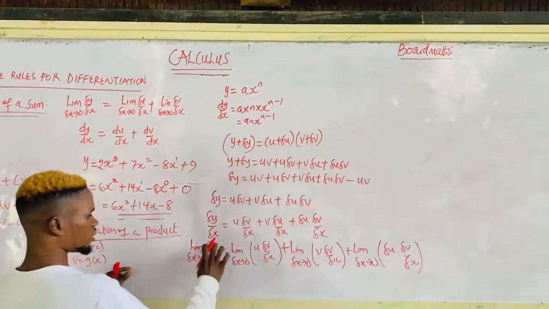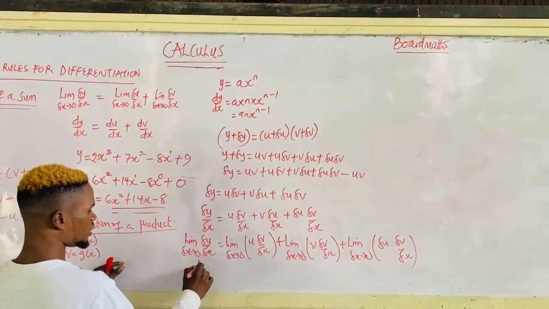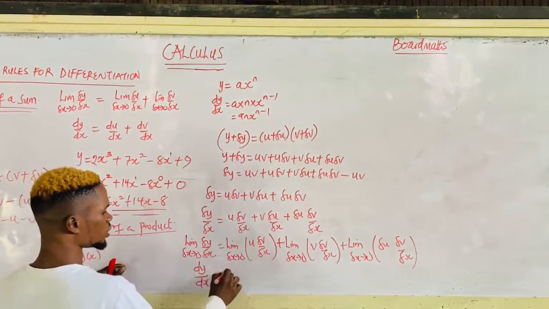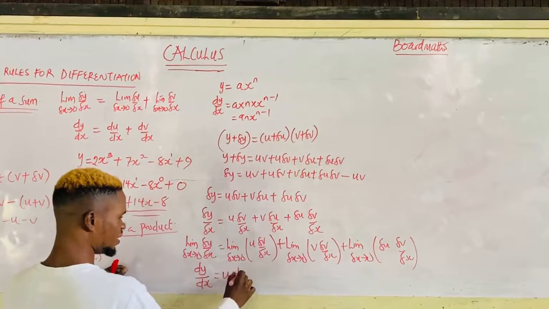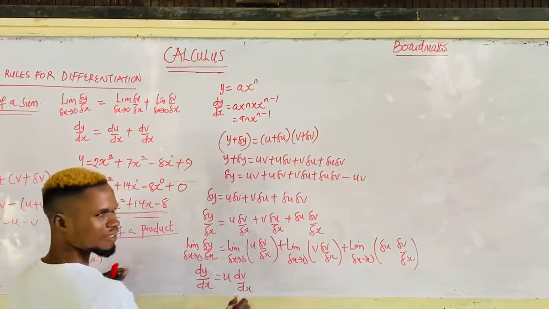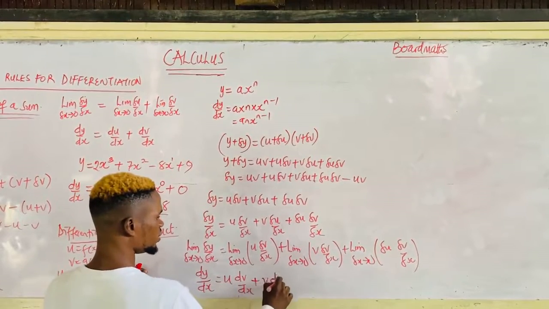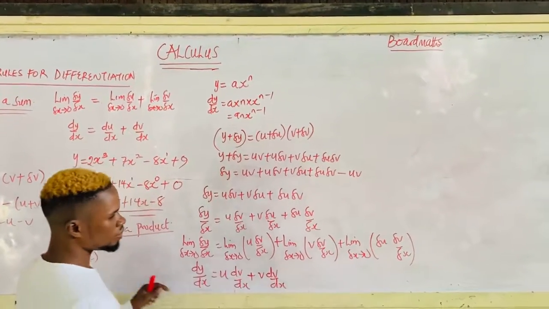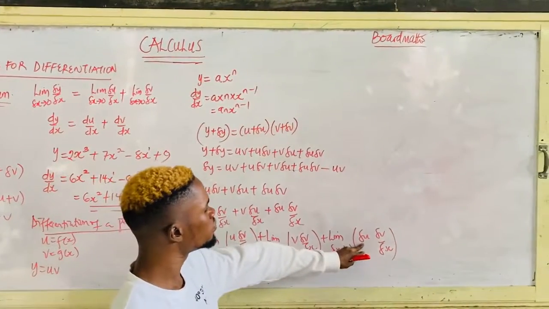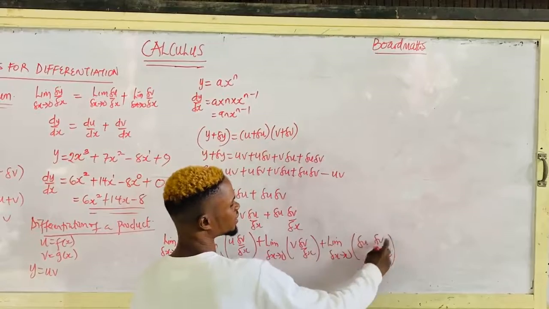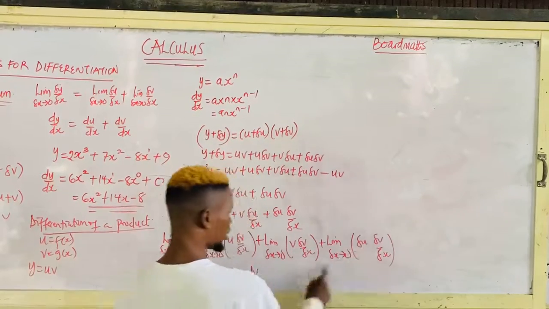So this goes to dy/dx. The limit of a constant is the constant, that's u. And this goes to what? dv/dx. Then plus this, that's v du/dx. Now the last limit, Δu is taken as 0. This tends to 0. So that's Δv/Δx times 0, that's 0. That's plus 0.